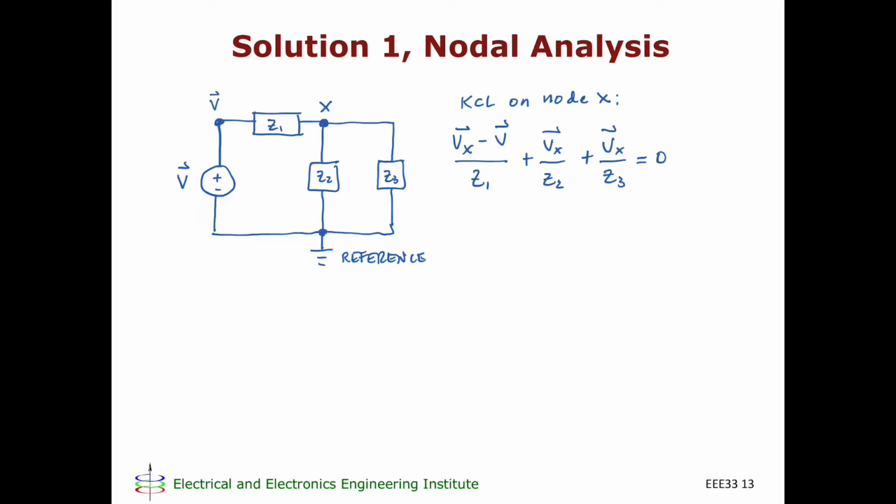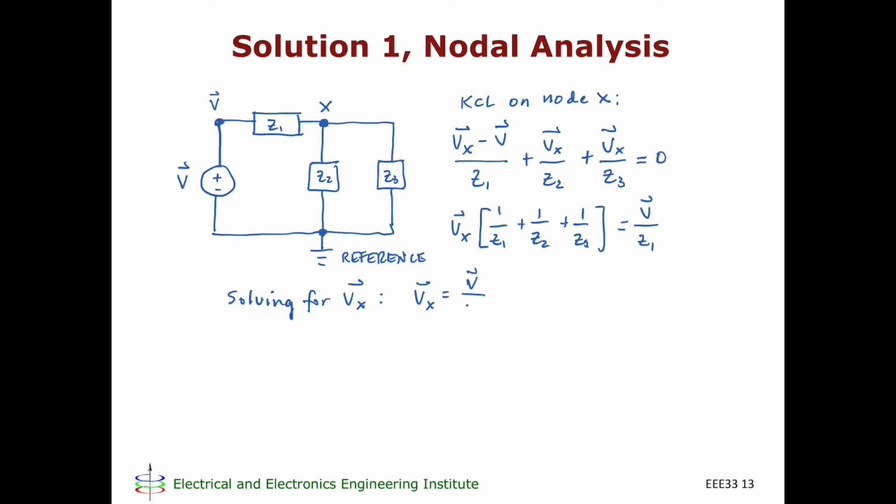Or, Vx times 1 over Z1 plus 1 over Z2 plus 1 over Z3 would be equal to V over Z1. This is by manipulating the first equation. So I can solve for Vx. I get Vx is equal to V over Z1 multiplied by 1 over Z1 plus 1 over Z2 plus 1 over Z3 raised to the minus 1. Because it came from the left side of the equation, we brought it to the right side, so you have to raise it to minus 1.